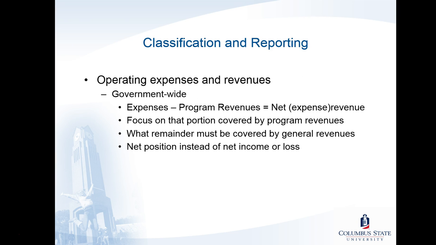So we have operating expenses and revenues. At the government-wide level, we have expenses minus program revenues equals net expense or revenue. So this is a little bit of a change up from that typical equation we looked at, where net income equals revenues minus expenses in regular proprietary or commercial type accounting. Here we start off with expenses minus some special revenues, program revenues, equaling net expense or revenue.